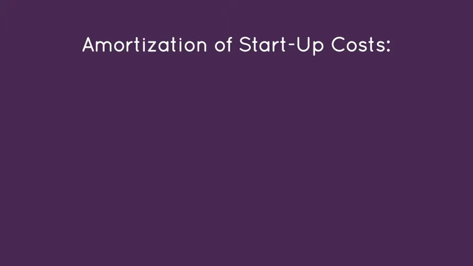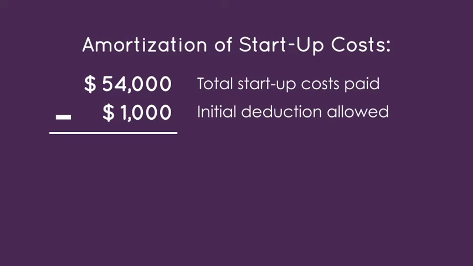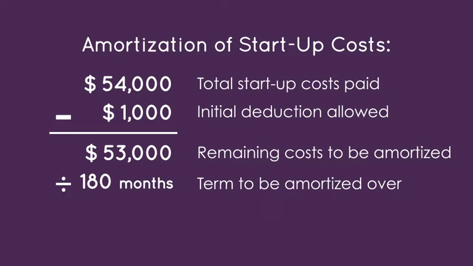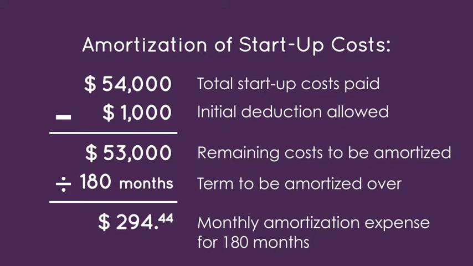The remaining startup cost to be amortized then is $53,000, which is the $54,000 minus the initial deduction of $1,000. So we will take the $53,000 that's left to be amortized and divide by 180 months, which equals $294.44 of amortization expense each month.